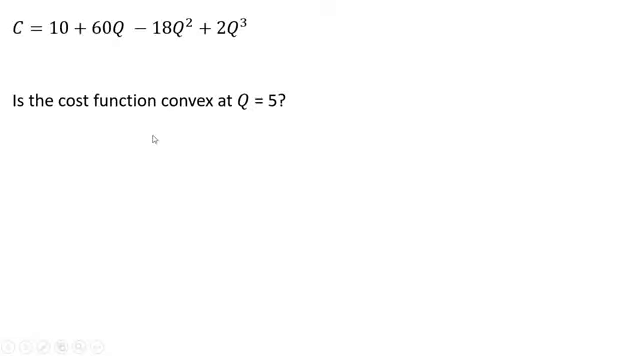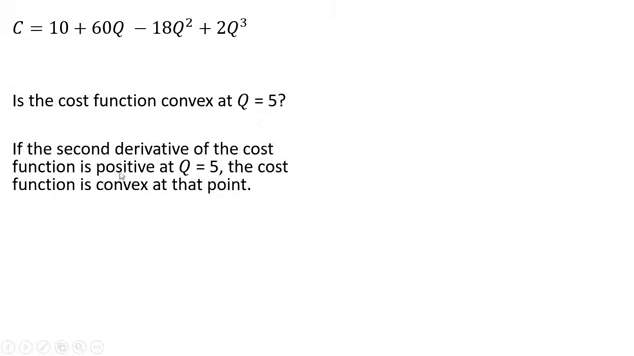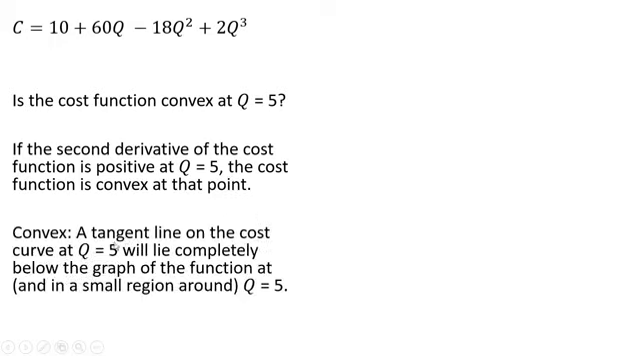Moving on, taking the same cost function, but this time looking at whether the graph of the cost function is convex at q equals 5, a different point. Here, if the second derivative of the cost function is positive at q equals 5, the cost function is convex at that point. What does that mean? A tangent line on the cost curve at q equals 5 will lie completely below the graph of the cost function at or near q equals 5.